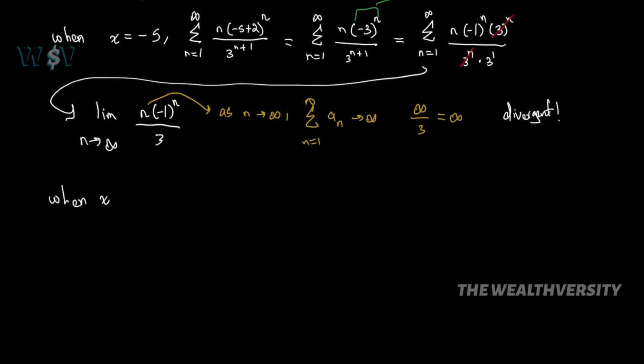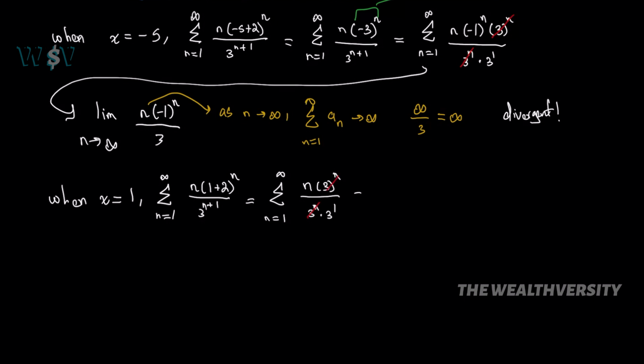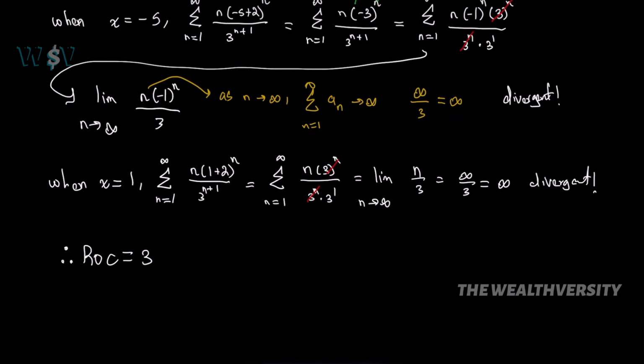Now let's check the other endpoint. When x is equal to 1, the series becomes n times 3^n over 3^n times 3. 3^n cancels, and we are left with the limit as n approaches infinity of n over 3, which again will grow non-stop without reaching a finite number. So it's divergent at x equals 1. So therefore, the radius of convergence is 3, and the interval of convergence is x greater than negative 5 but less than 1, or you can also write it as negative 5 to 1 using the round brackets that indicate that the endpoints are not included.